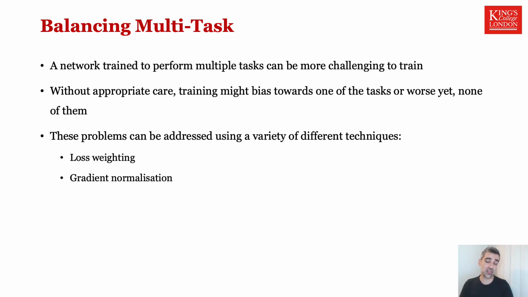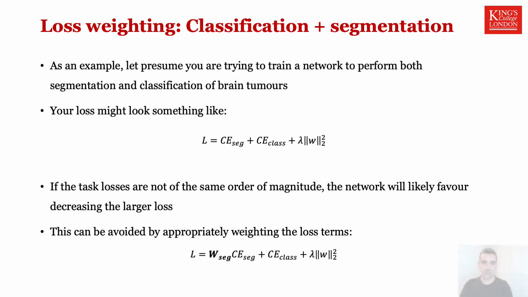So the first thing that most people will think about is to do what is called loss weighting. But there's other methods like grad norm, which we're going to see later on, that will help you mitigate those issues. Let's say now that you're trying to train a network to perform both an image segmentation and an image classification at the same time. For example, segmenting a brain tumor and classifying if the patient does have a brain tumor or not. Your loss function might look somewhat like the one that is written here, where you're trying to optimize for cross-entropy for the segmentation, cross-entropy for the classification problem, and then a regularization term, for example, weight decay.